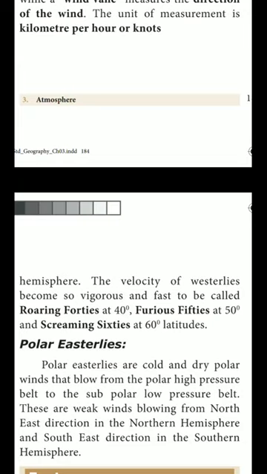Okay, at 40 degree, and furious fifties at 50 degree, and screaming sixties at 60 degree latitude. So this westerlies wind is considered as the vigorous wind. It was blowing very fast, so it was named with 3 names. What are the 3 names for this westerlies? Roaring forties at 40 degree, furious fifties at 50 degree, and screaming sixties at 60 degree latitude.